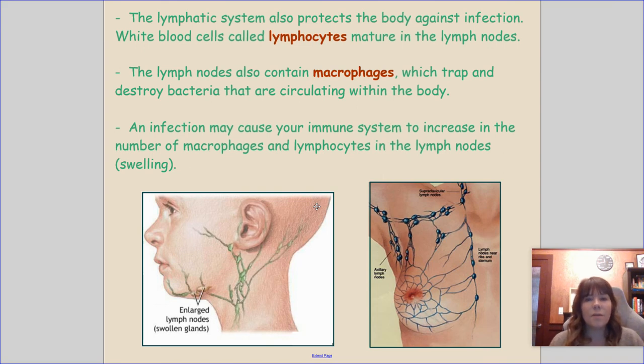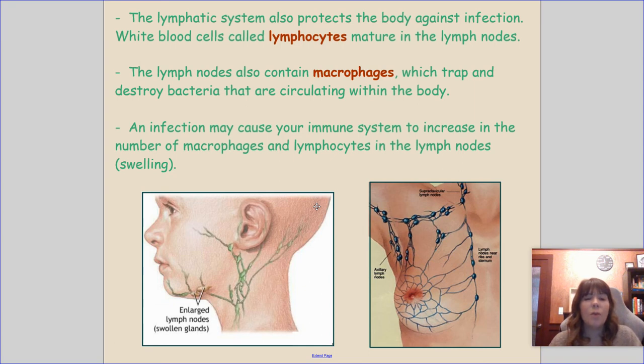The lymphatic system also protects our bodies against infection. We have white blood cells called lymphocytes in our lymph nodes. You can see a couple of examples of lymph nodes around the body based on the pictures there. These lymphocytes are part of what makes up our antibodies. The lymph nodes also contain things called macrophages, which trap and destroy bacteria that are circulating around the body. When an infection happens, the number of macrophages and lymphocytes at your lymph nodes will increase. And when they increase, they create heat because they're producing more, and they create swelling.